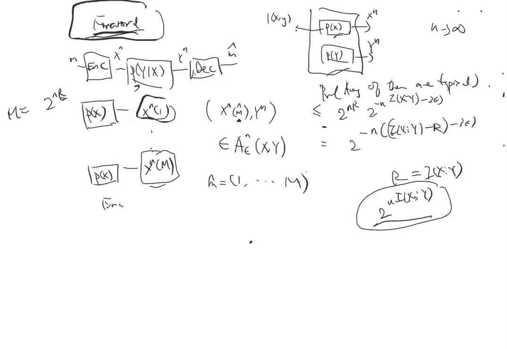But I may have an error or decoding failure. For example, if I have more than one codeword that is jointly typical with Y^n, then I cannot say which is which. So I will declare a decoding failure if there is more than one m hat such that x^n(m hat), y^n are jointly typical.